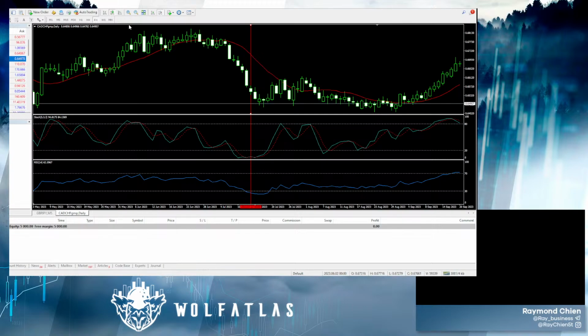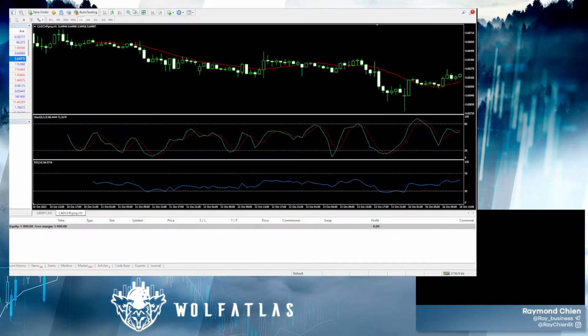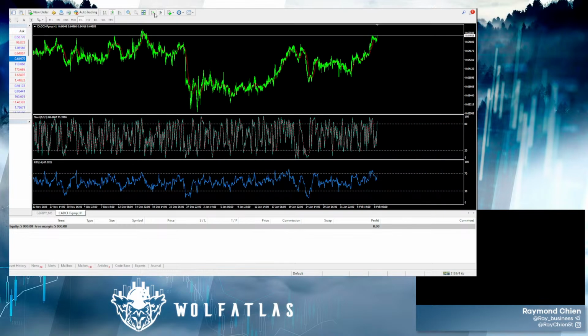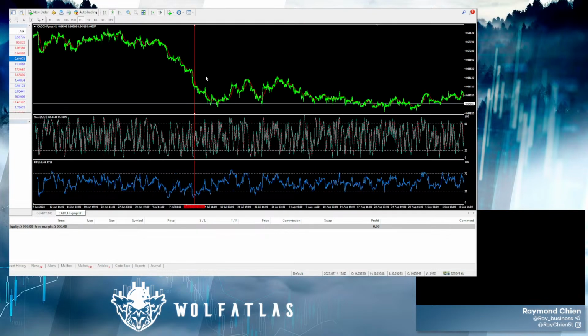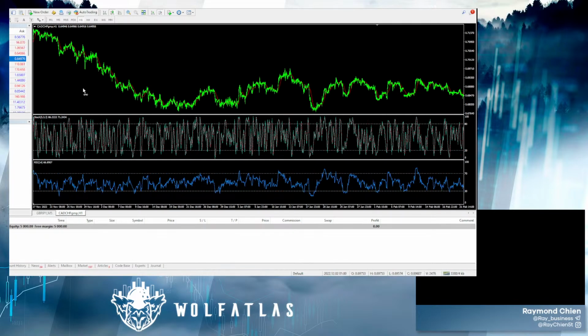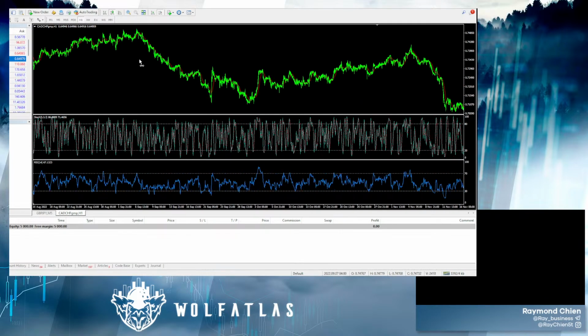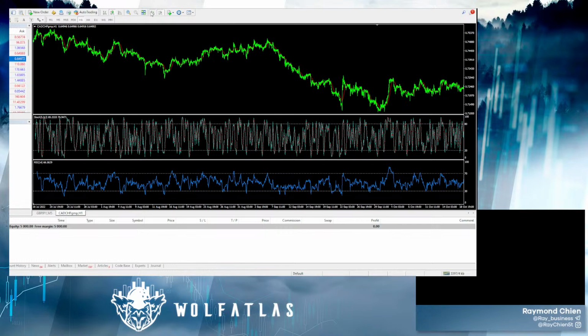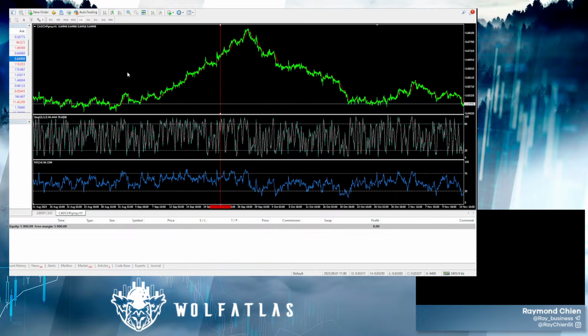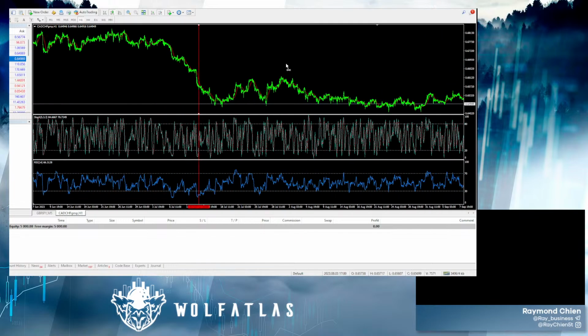Once you're in an order, switch the time frame. Start taking a look at H1. Why? Because H1 is where you are going to find your exit plan. You're going to exit based on H1. Sorry, let me find where I marked the whole thing. Okay, done.